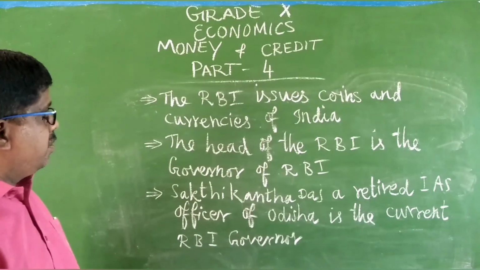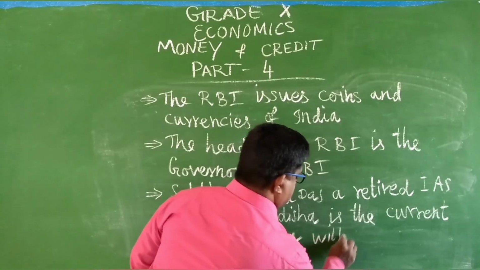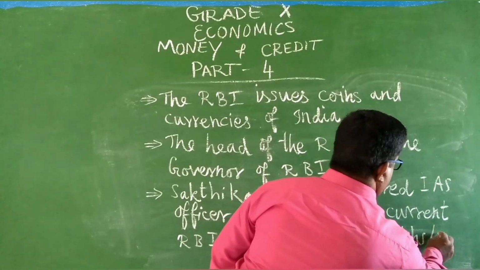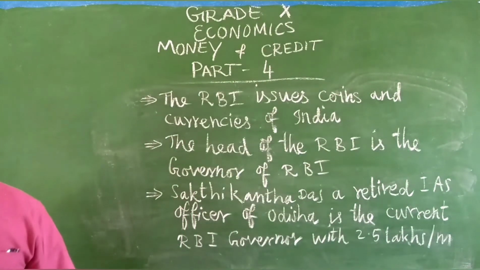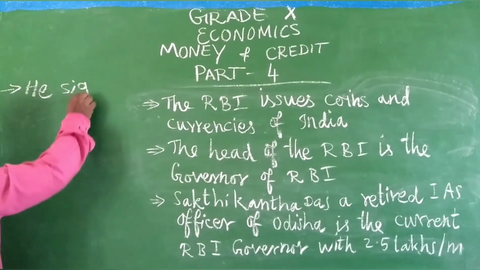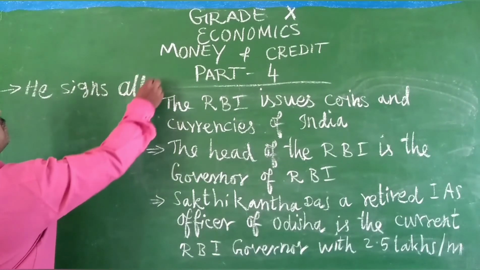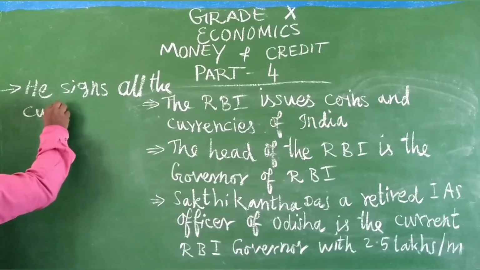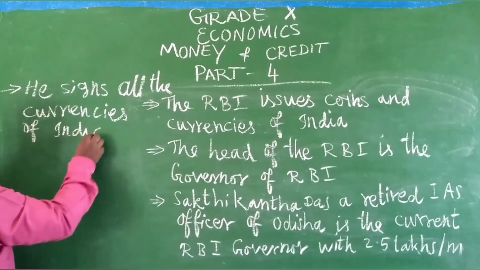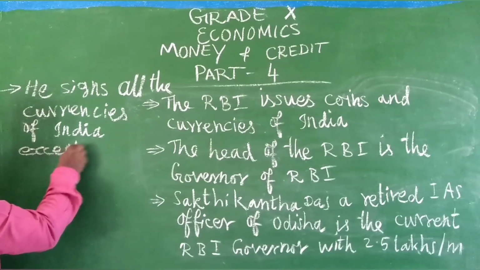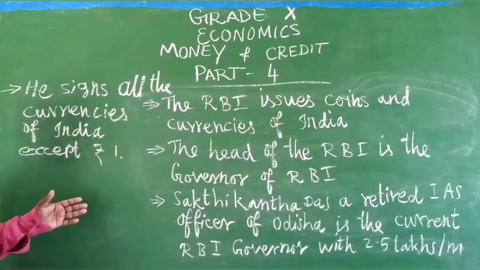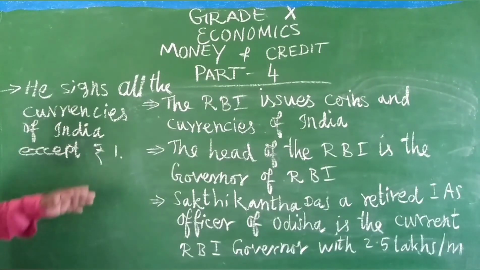His monthly salary is a minimum of 2.5 lakhs per month. He signs all the currencies of India except 1 rupee, because 1 rupee is printed by the central government, and the financial secretary signs the 1 rupee. All other currencies are signed by the RBI governor.